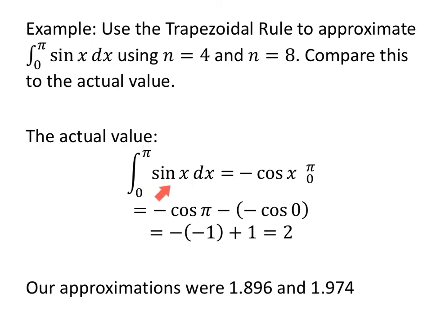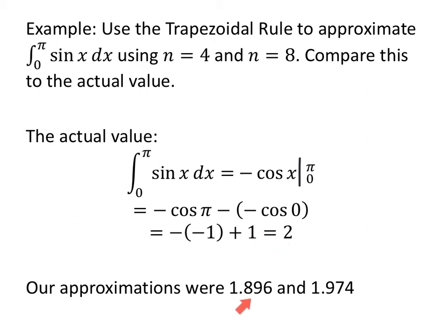We know the antiderivative of sine of x dx is negative cosine of x. And we know that when we have a definite integral, we need to evaluate, which is what this line means. We're going to evaluate minus cosine of x from 0 to pi. So that's negative cosine of pi minus negative cosine of 0. 1 plus 1, which is 2.